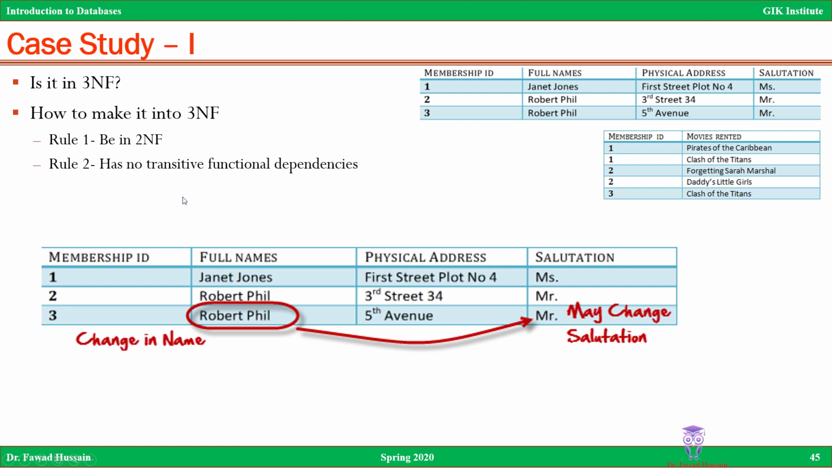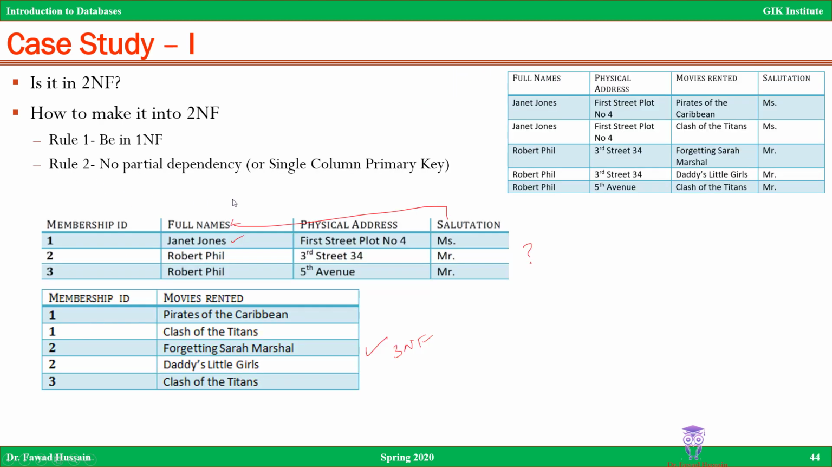So it means that the salutation is now depending on the full name rather than the membership ID. So here we see that there's an issue with this. This depends on this, and then this depends on this. There is no partial dependency issue because there was only one primary key. So this was the primary key.